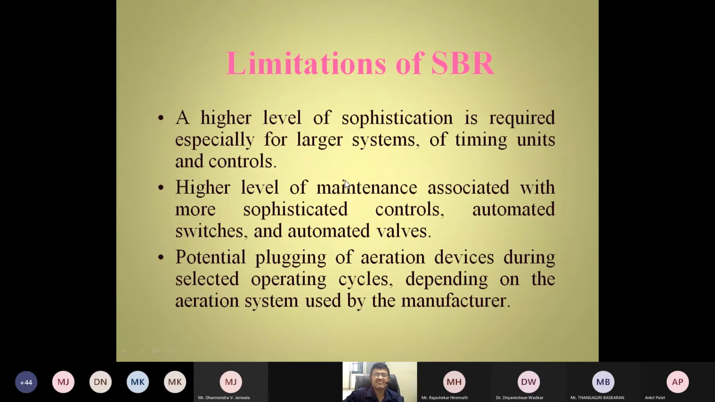The limitation is that a higher level of sophistication is required because timing control will be there. Maintenance is also very important because there is a sophisticated control, with automated valves, because you have to automatically switch off the aeration, then start the aeration, then take all the supernatant out of the system, then fill the system. So everything is automated here. To run the devices, you require a very high level of sophistication in SBR. Generally in an activated sludge system, that type of sophistication is not required.